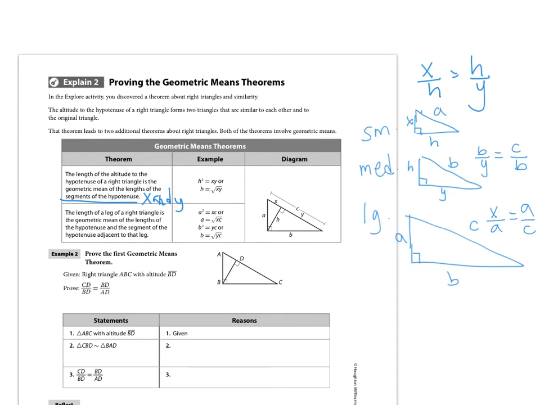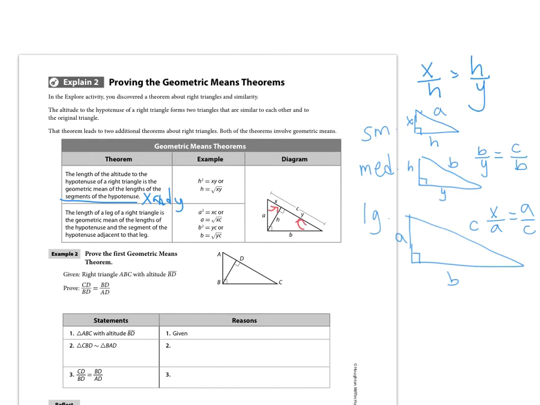Then the other theorem that we're going to use is that the length of a leg of a right triangle, so in this case we would say a, would be equal to the geometric mean of, this is a little tricky so follow this wording carefully, the lengths of the hypotenuse, so if we're finding a, the hypotenuse is c, and then the segment of the hypotenuse that's adjacent to that leg. So a is adjacent to x, and if we're talking about finding b, b is adjacent to y.